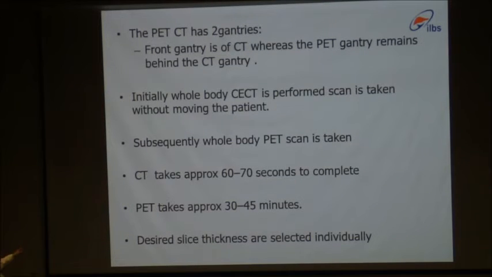This is about the machine. In the process we take, initially a whole body CT is taken, and subsequently the whole body PET scan is taken. CT takes about 60 to 70 seconds and PET takes about 30 to 45 minutes. And then we select the desired slides.